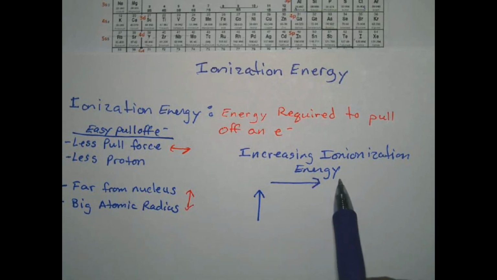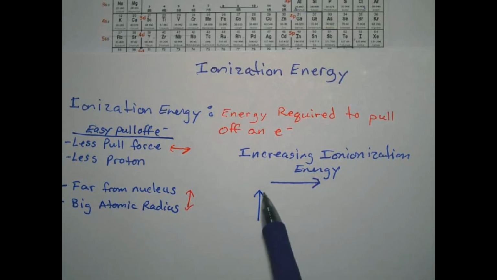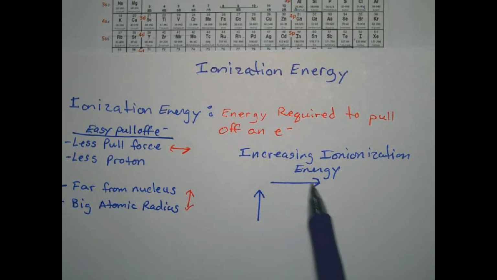Okay? It gets harder as you go up on the periodic table because the radiuses are getting smaller, so you're closer to the nucleus. And it gets harder as you go right on the periodic table because you have more and more protons, so you have more of that pull power.